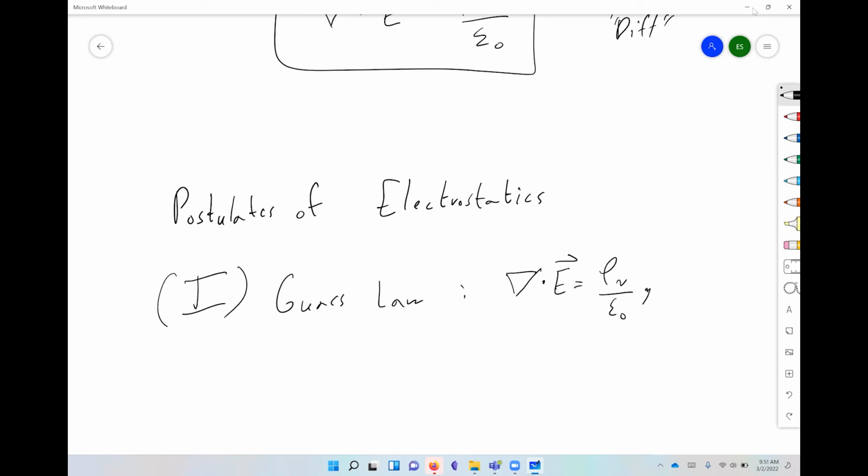The global picture is that the integral over a closed surface of E dot ds, I might have forgotten the closed sign, it doesn't matter, it's understood that it's closed, equals the total enclosed charge over epsilon naught. Okay, so this is the first postulate of electrostatics.